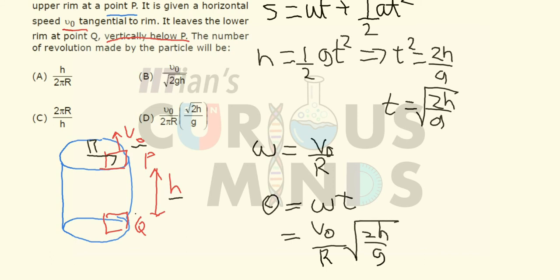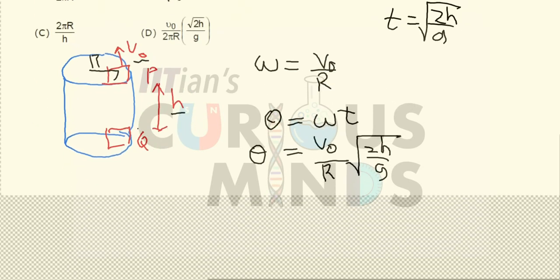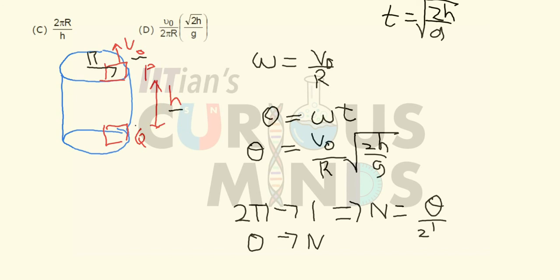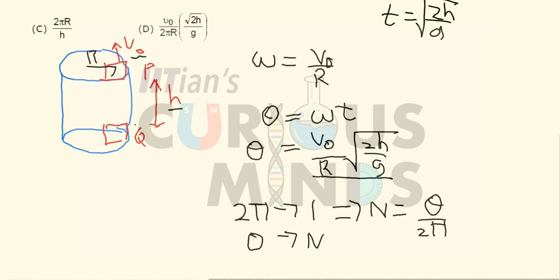Now this is the total angle covered. We have to find out the number of revolutions. For the angle covered 2 pi, the number of revolutions is 1. So for the angle covered theta, let the number of revolutions be n. So in short, n will be equal to theta divided by 2 pi. Now theta over here is equal to v naught divided by r root 2h by g.